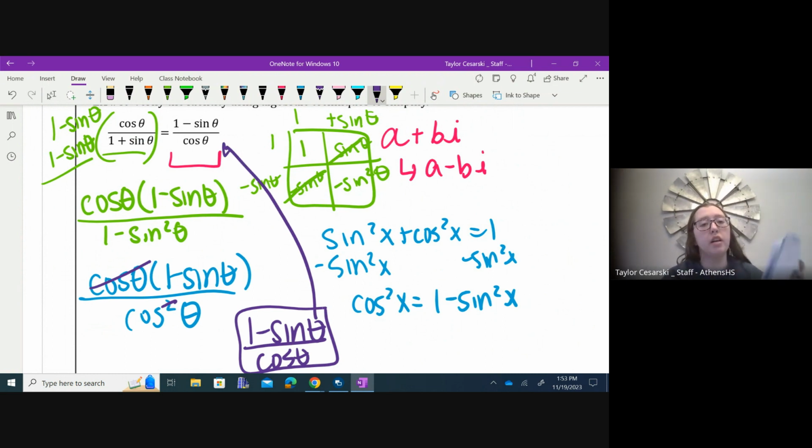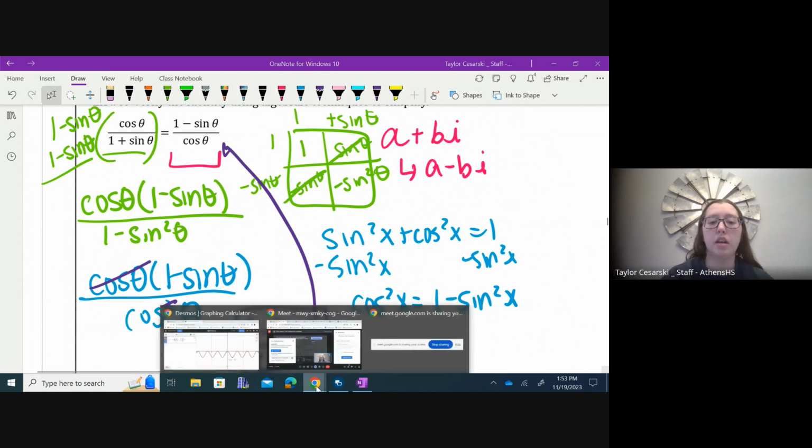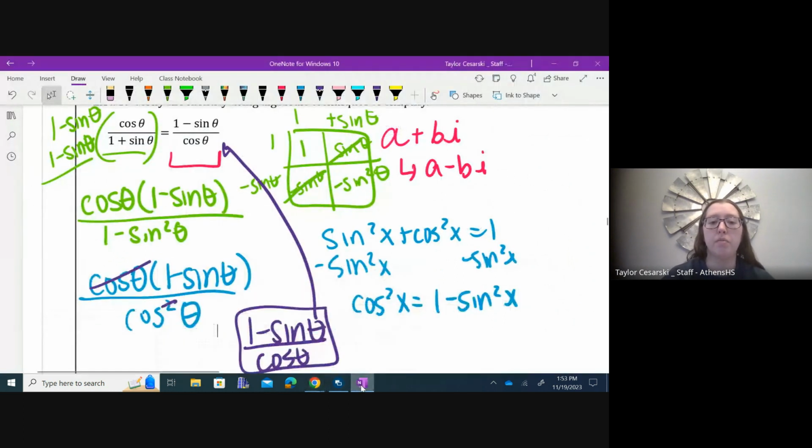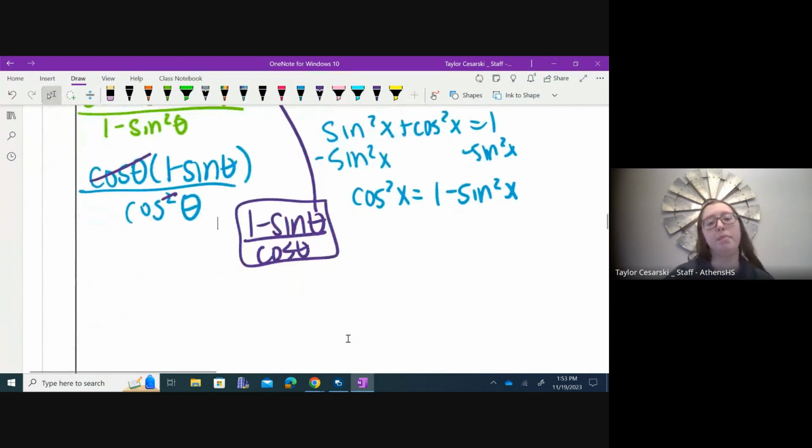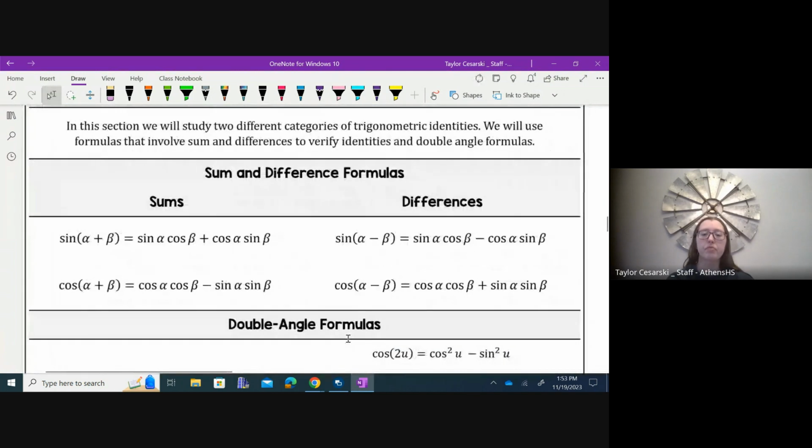So these will take a lot of practice. I'm going to give you some extra practice on these as well, because it does take a lot of making sure that you're familiar with all these things. But once you get the hang of it, they're kind of fun. Well, maybe you don't think so, but I think so.